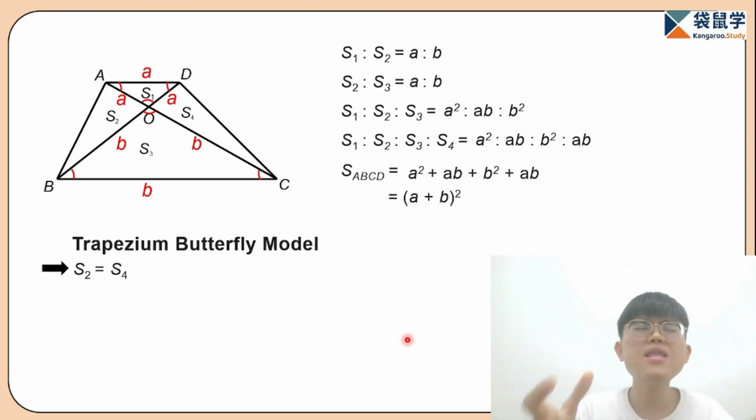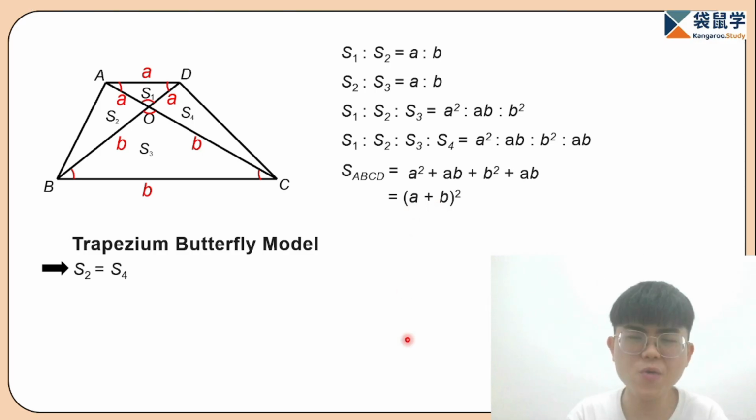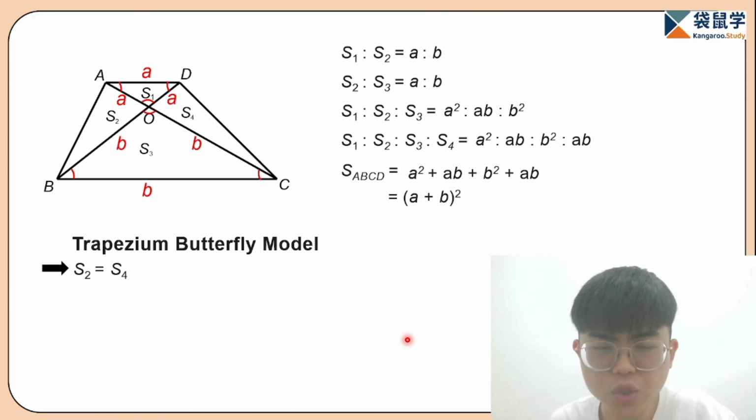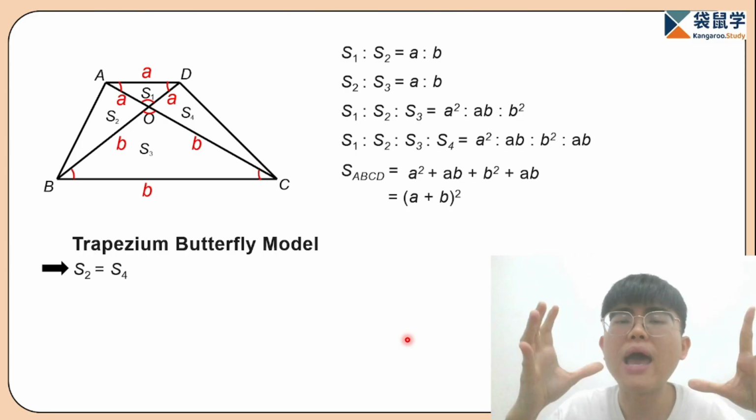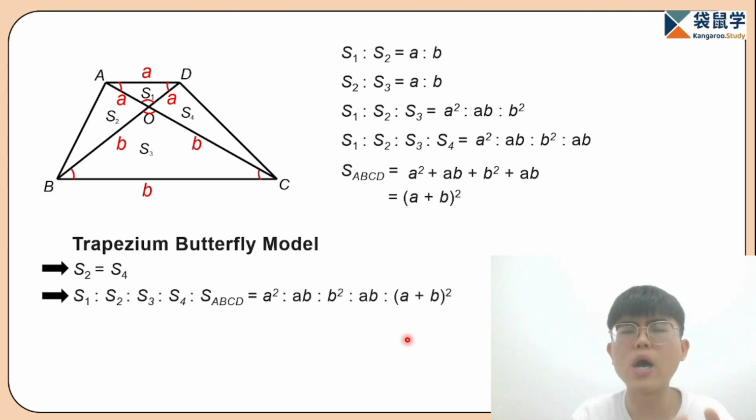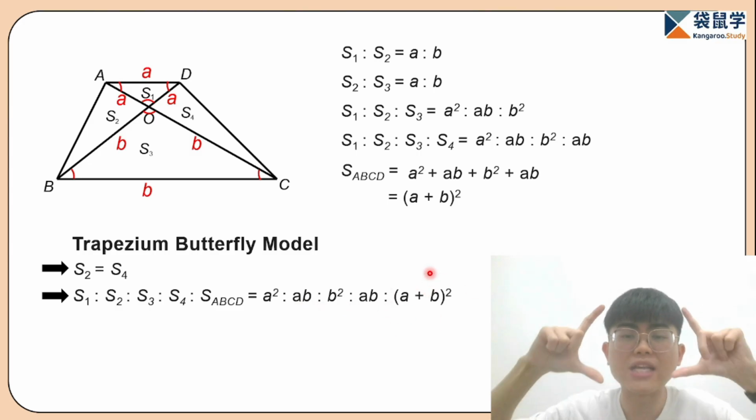So everyone, now that we learned about the trapezium butterfly model, we have come up with another second conclusion, whereby we can find out the ratio of our area right here. We say that S1 to S2 to S3 to S4 to the area of the whole figure, it will be A squared, AB, B squared, AB, and the whole figure will be (A plus B) squared.